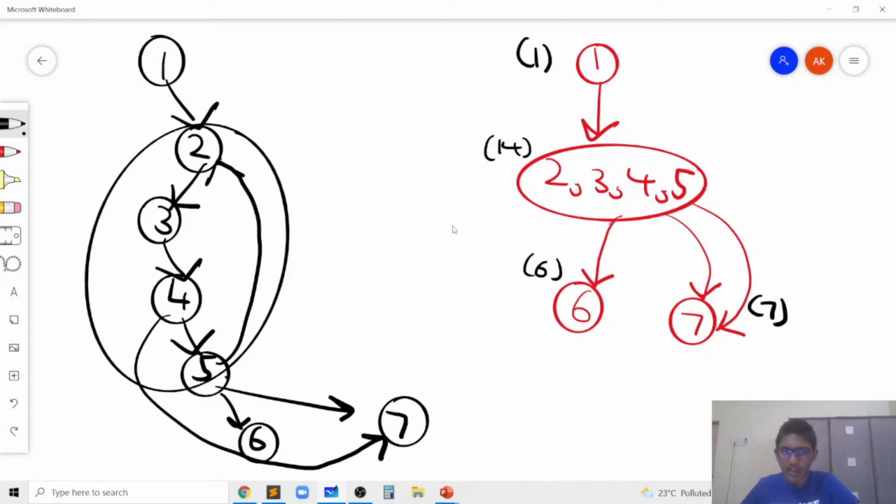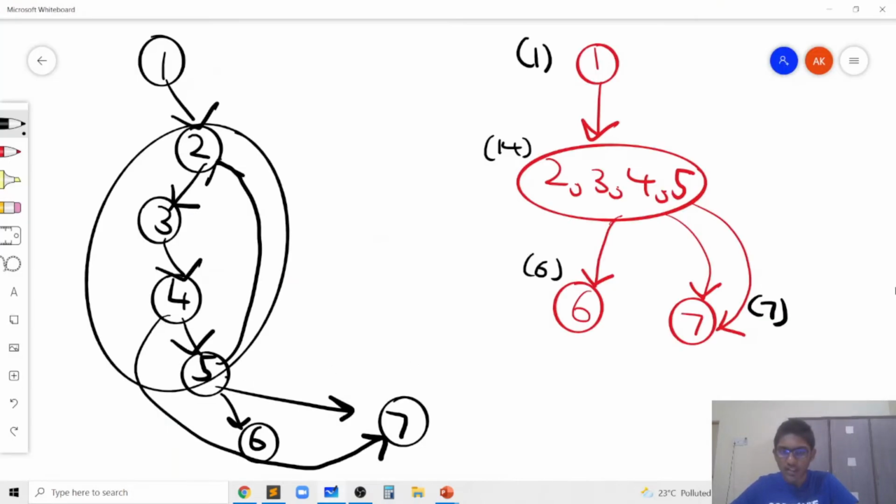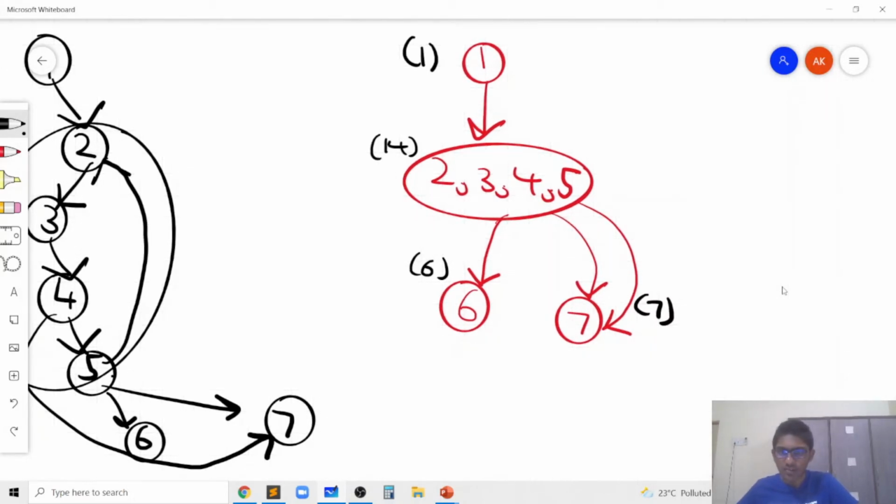And now we can label that the number of people in each node is 1, 6, 7, and for this compressed node it will be 2 plus 3 plus 4 plus 5, which is 14, because in the example they gave 1, 2, 3, 4, 5, 6, 7 as the number of people living in each node. That's why 1, 6, 7 and 14 will be the number of people in each component. And now this is the condensation graph which we have formed. The reason we formed this graph is that every cycle or strongly connected component can visit each other. That's why we can form this kind of graph, and this is a directed acyclic graph.